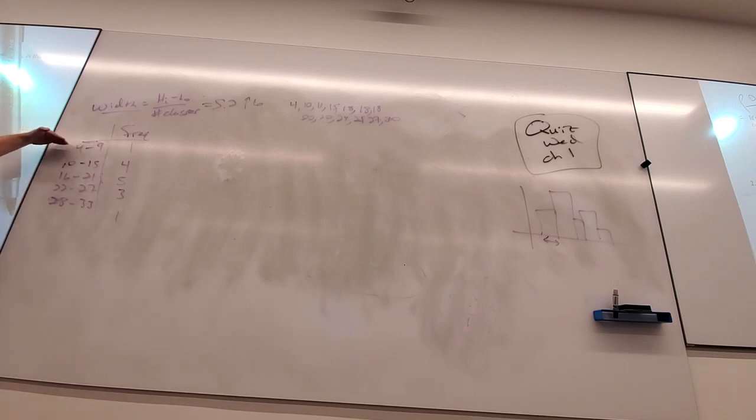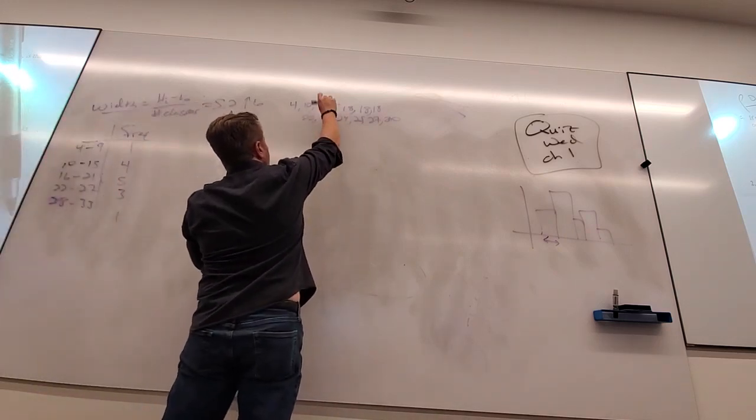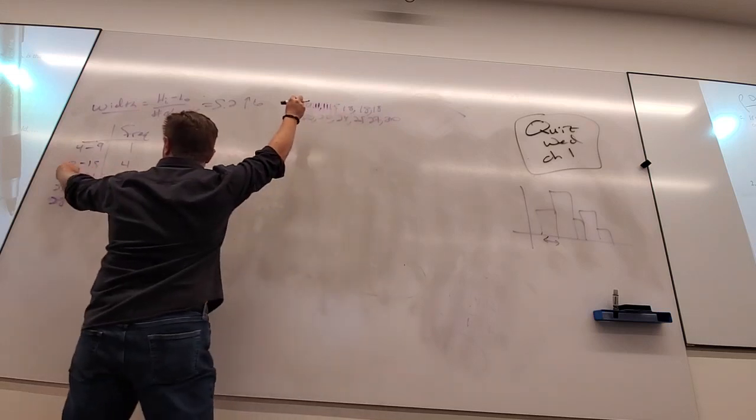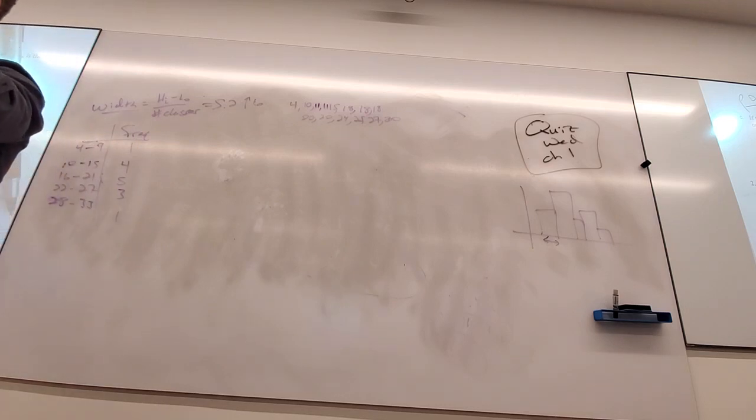Then I can set up my classes, right? And then I said, how many data points are from 4 to 9? 1. How many are from 10 to 15? 1, 2, 3. Why do we get 3? I had 2 11s. Okay, that's probably my fault. So 1, 2, 3, 4 are from 10 to 15, and so forth, yes? The level of mathematics is very low. Of course, the whole idea is kind of new, but thankfully the level of math is very low.